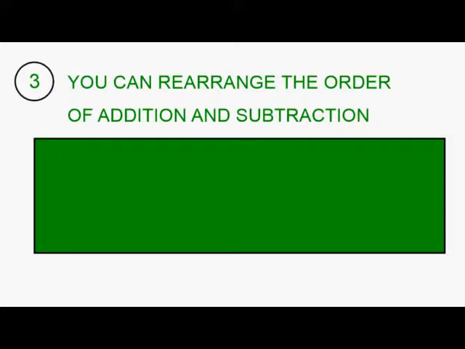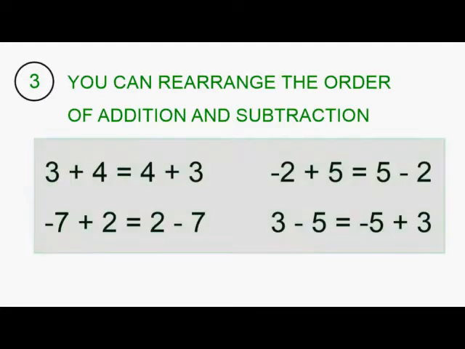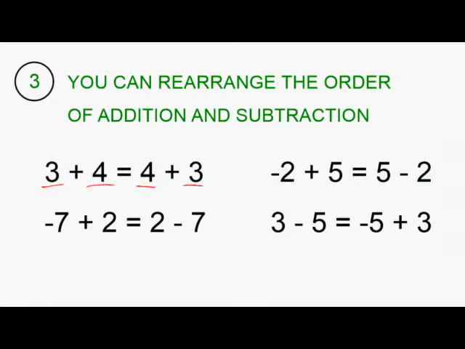Sometimes it makes sense to rearrange the order of addition and subtraction. What do we mean? Well, 3 plus 4 is the same as 4 plus 3. All we did is just switch the order of those two. If you switch the order, notice this negative 2 is still negative.